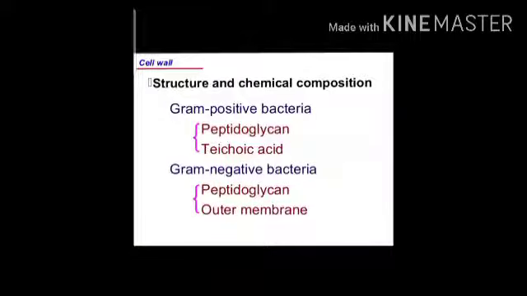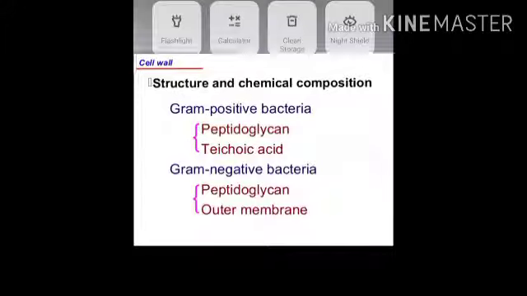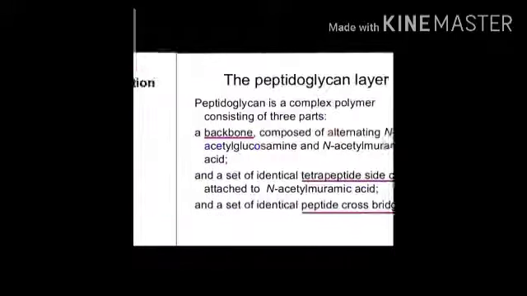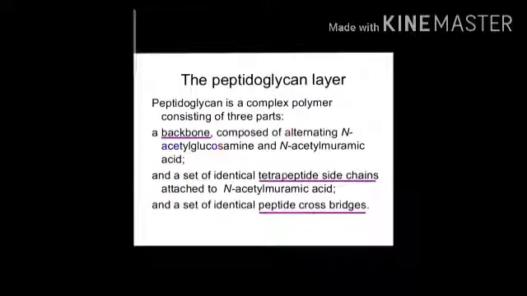So, the structure and chemical composition of the bacterial cell wall. First of all, gram-positive bacteria have peptidoglycan and teichoic acid, and gram-negative bacteria have peptidoglycan and an outer membrane. So, the peptidoglycan layer. Peptidoglycan is a complex polymer consisting of three parts.